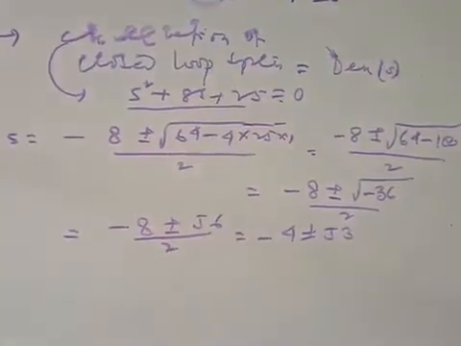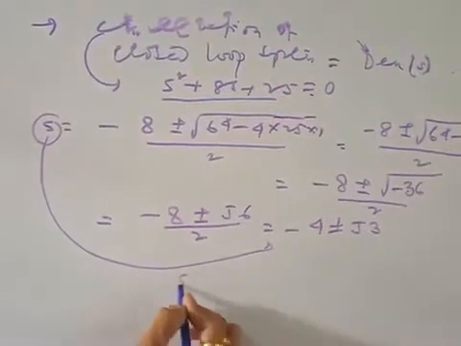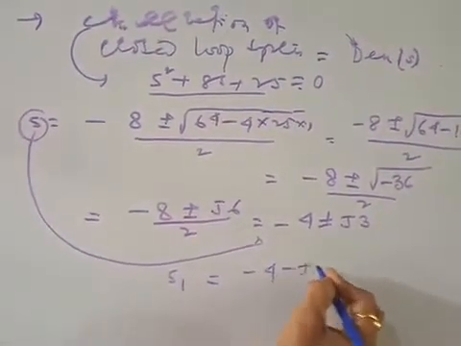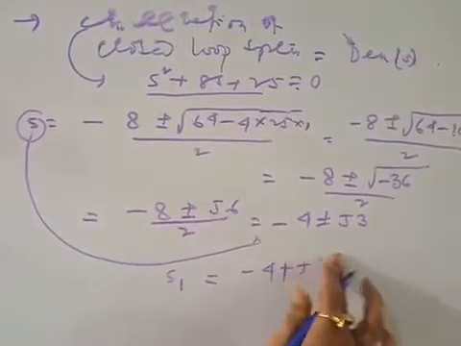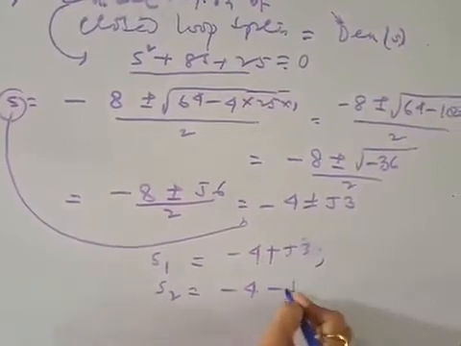So you get two values of s. One is s1, which you can write as minus 4 plus j3, and the second root is equal to minus 4 minus j3.